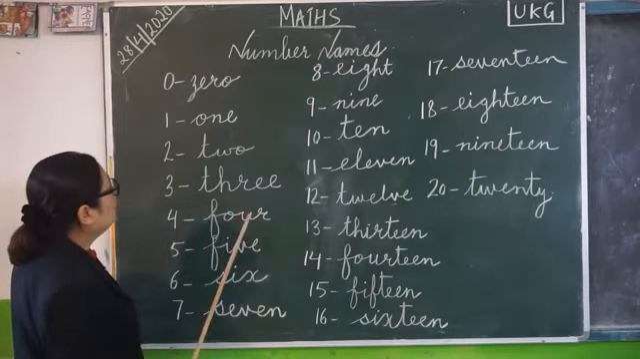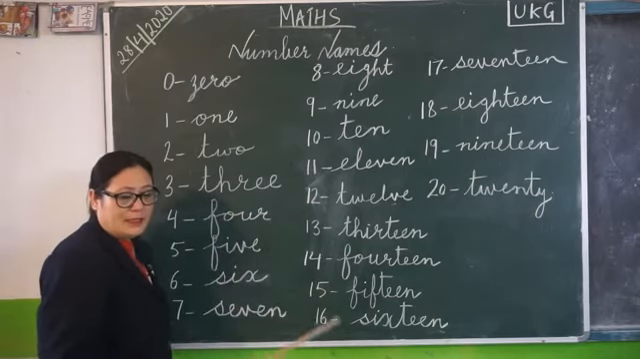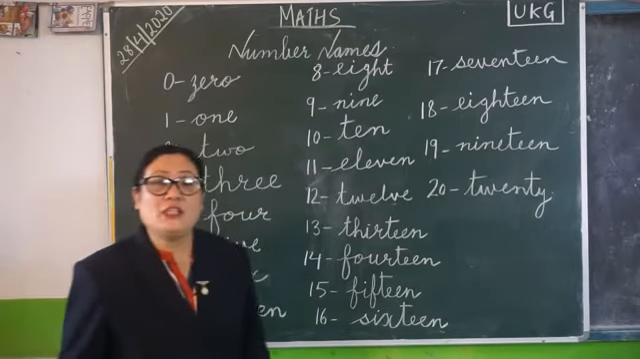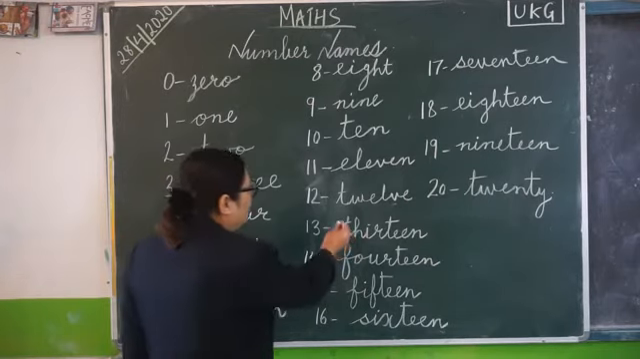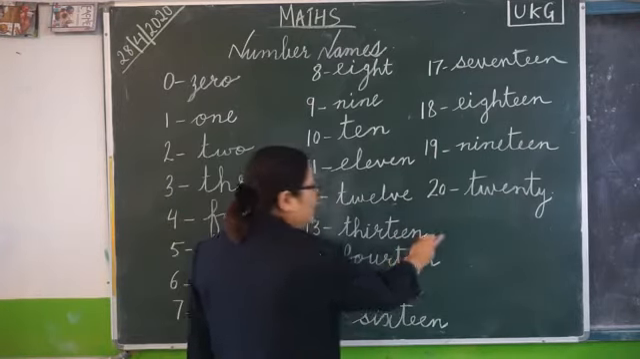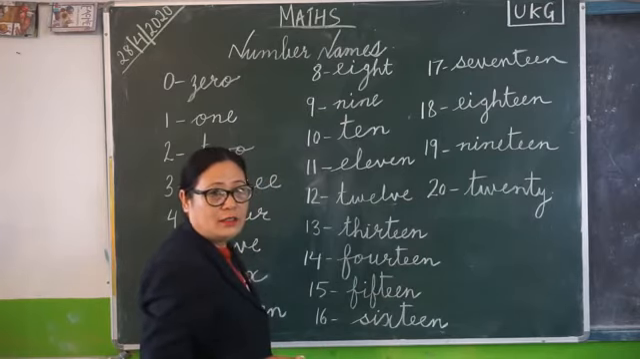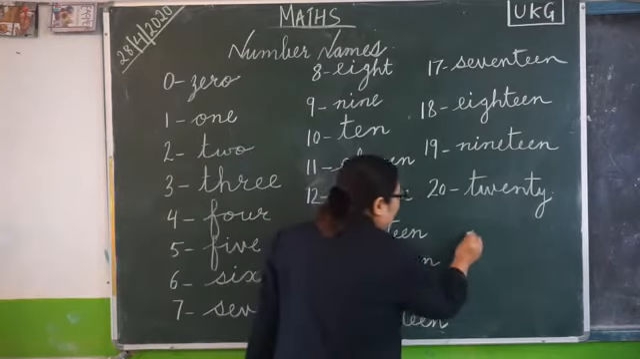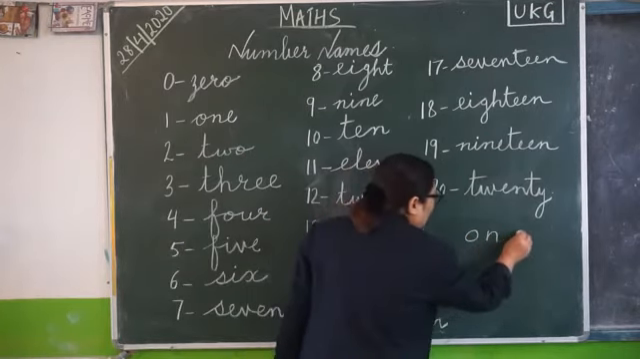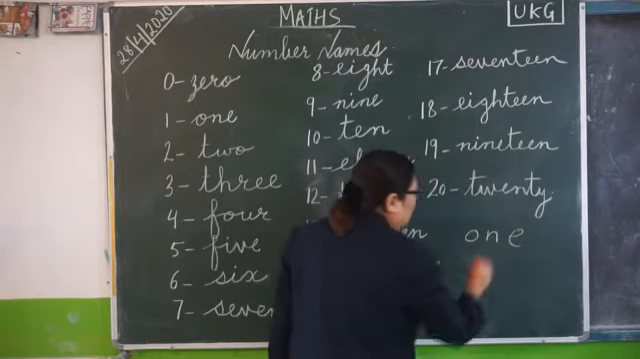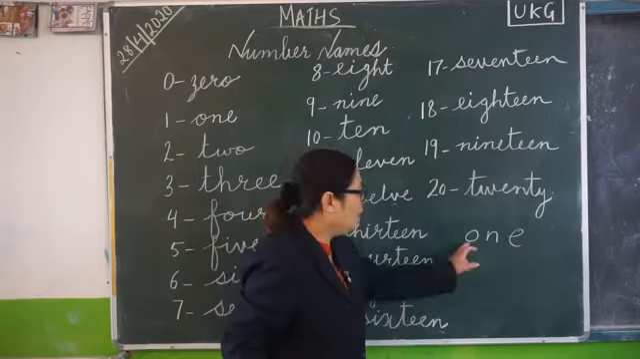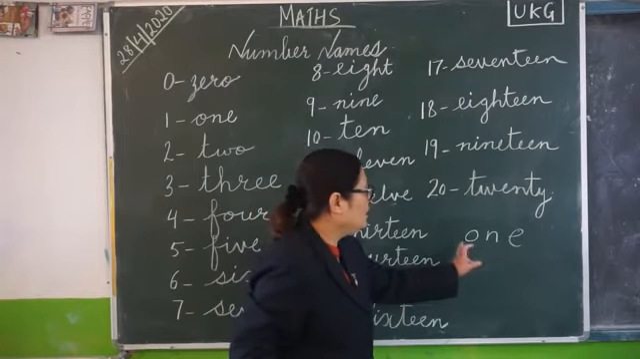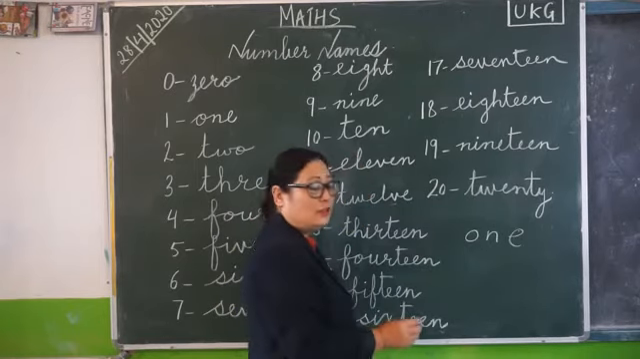So children, these number names, please write them down in your maths copy, okay? And don't forget to write in joining handwriting, children. Don't write like this, O-N-E. This O-N-E you have learned in class LKG. This is not here in UKG. You have learned the cursive writing.